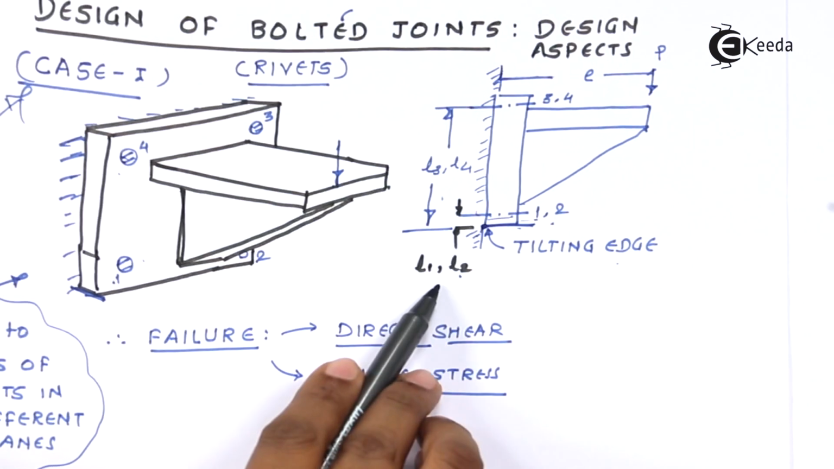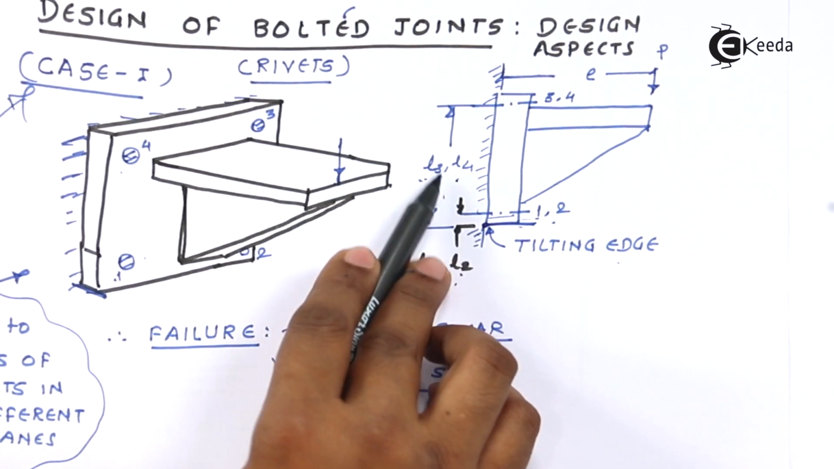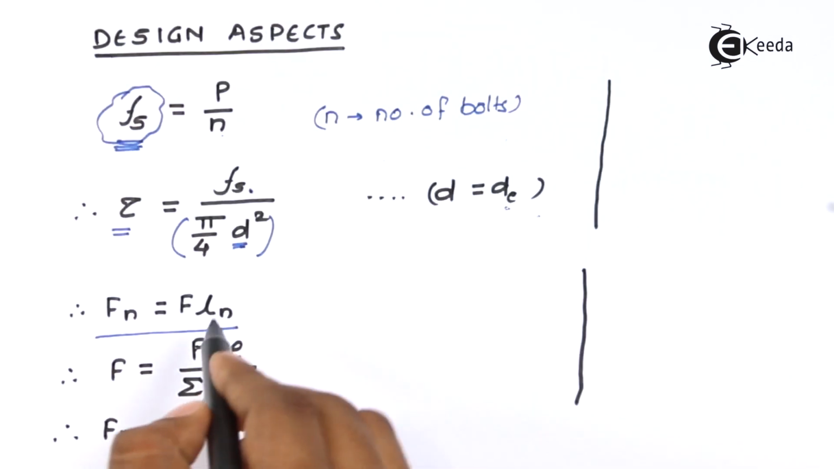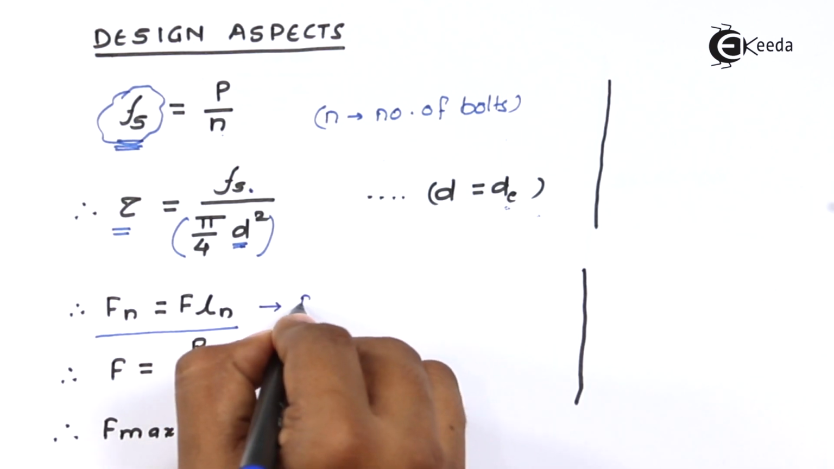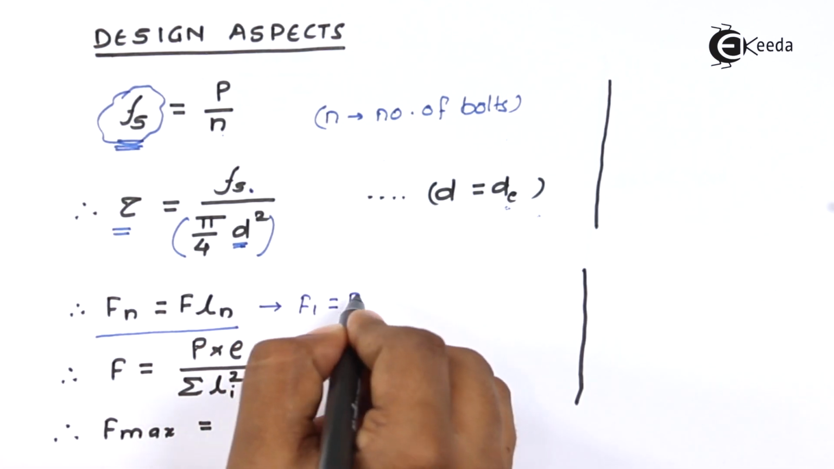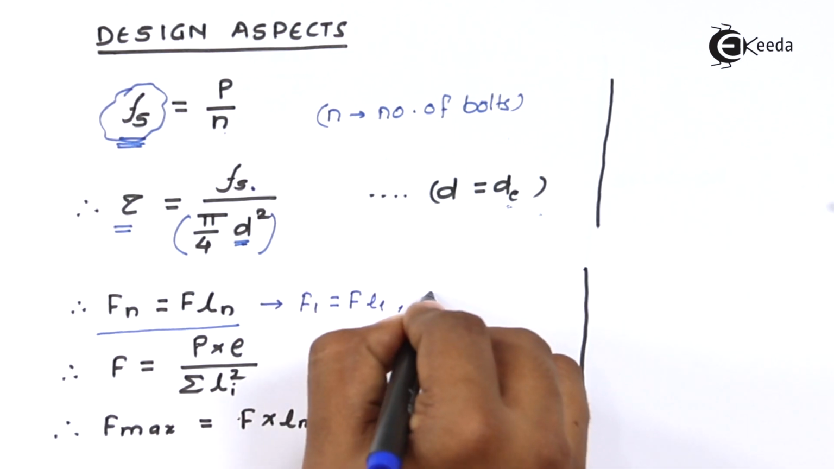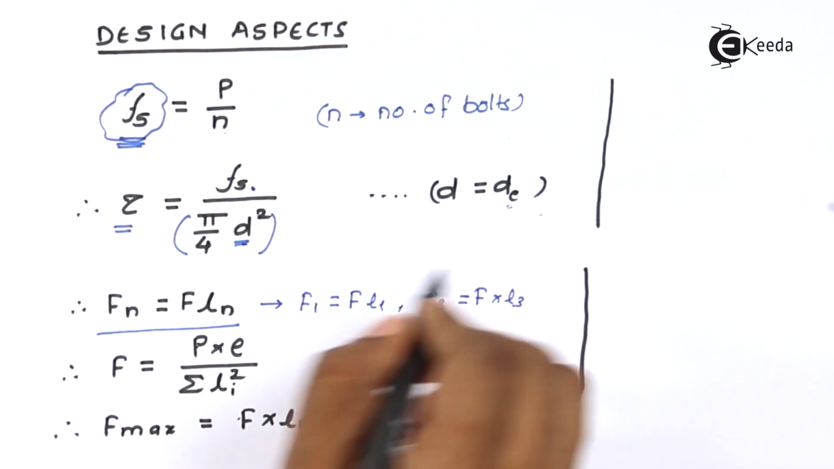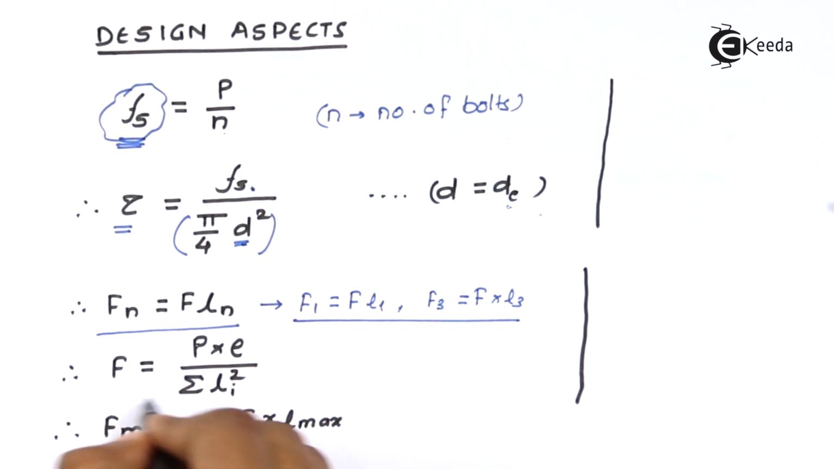So this Ln is nothing but L1, L2 and L3, L4. For bolt 3 and 4, the distance will be the same. For bolt 1 and 2, the distance will be the same. So in that case, if I write it down for the first bolt, it will be F1 is equal to total normal force into L1. For F3, I can write total normal force into L3. So that is how I can write down the expressions.